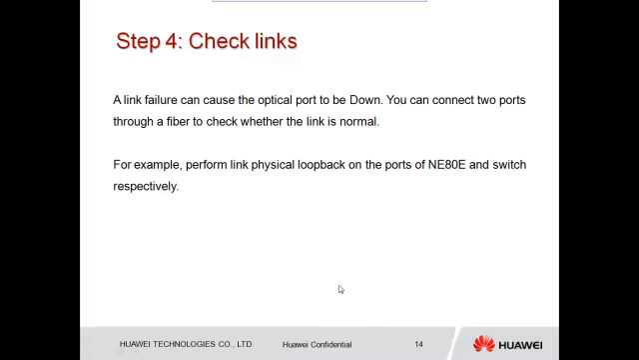Next, check links. If we cannot locate the failure, we can go to the next step, check links. A link failure can cause the optical port to be down. You can connect two ports through a fiber to check whether the link is normal. For example, perform a link physical loopback on the ports of NE80E and the switch respectively to see if the fibers are okay.